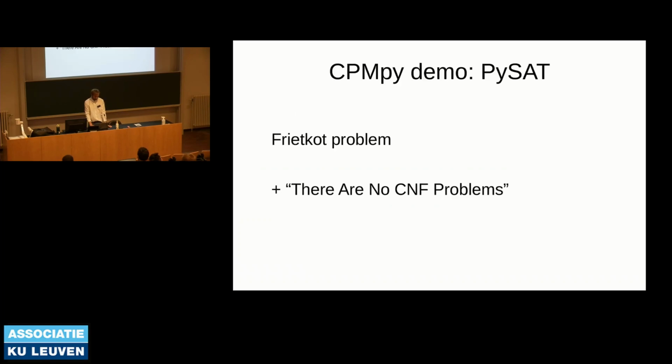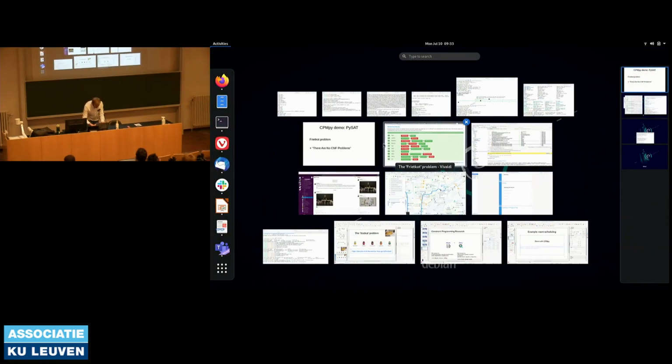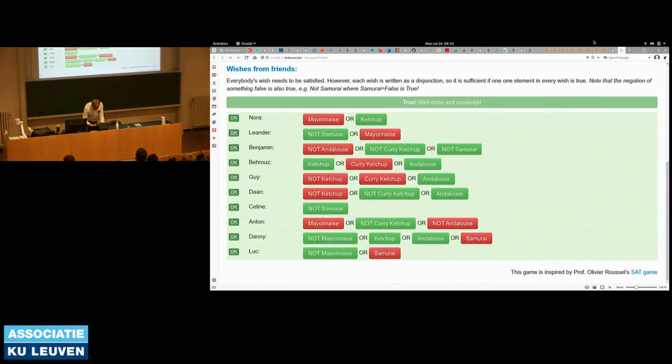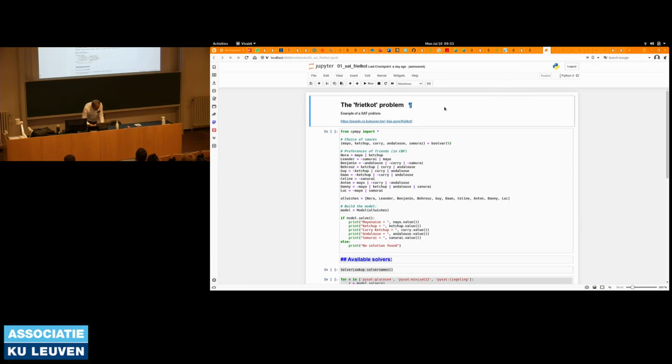Okay, so that's set solvers. So let's have a look at what that would look like in a system, in our case, in CPMPy. I should have a notebook here.